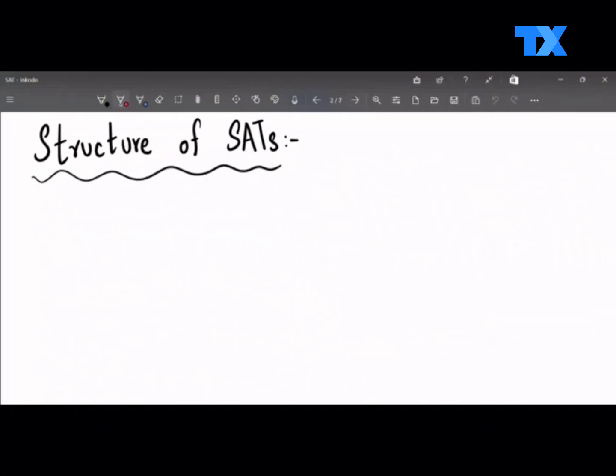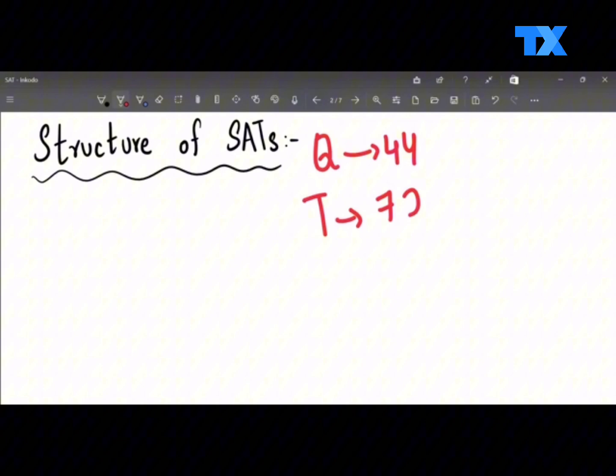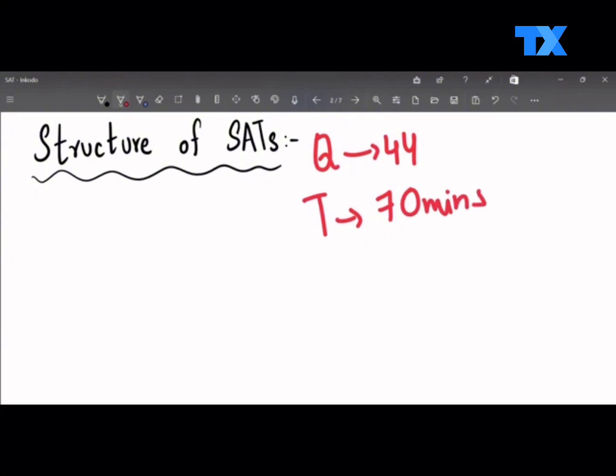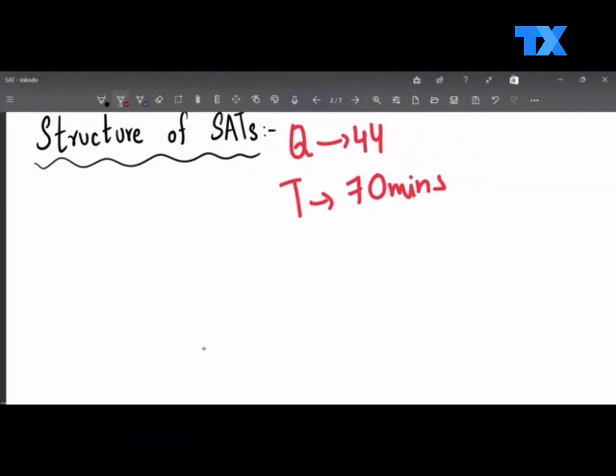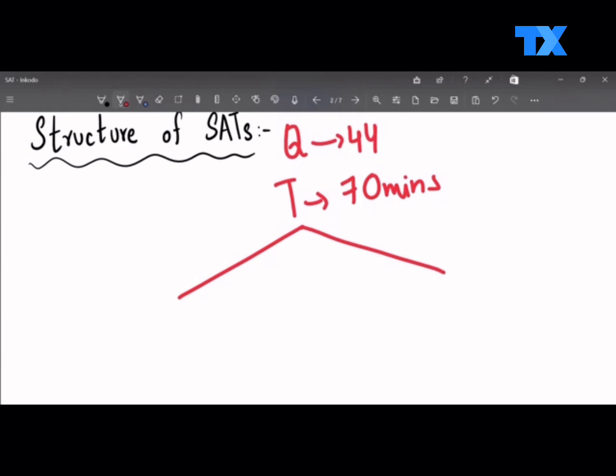Let's start with the structure of SATs. Now, the math section of the SATs has a total of 44 questions and a time period of total 70 minutes. This section is further divided into two subsections. The first is the no calculator section, and the other is the calculator permitted section.